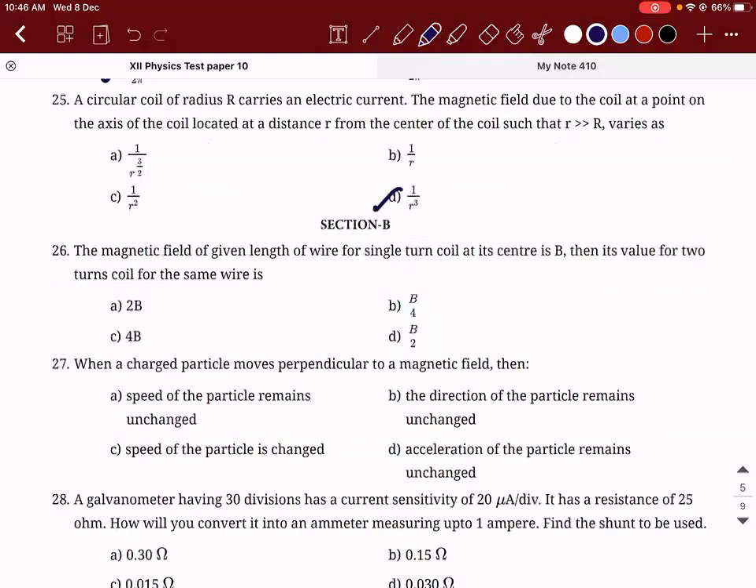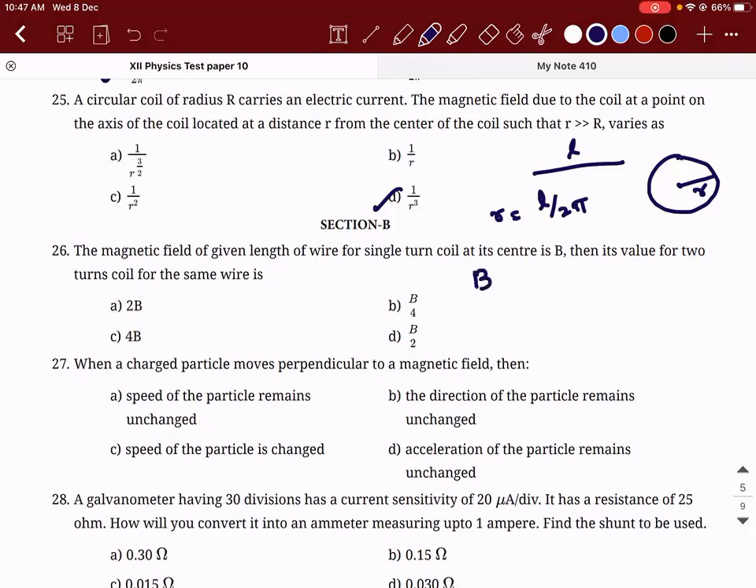Right. So the magnetic field of a given length of wire for a single turn coil at the center is B. The value for 2 turns will be how much? Very simple. 2B. Because it's directly proportional to N, right? No, actually, this is the mistake we do. So if the length of the wire is like this, and it is bent as a coil of 1 turn, and if the radius is R, R will be equal to L divided by 2 pi. So 2 pi R is equal to L.